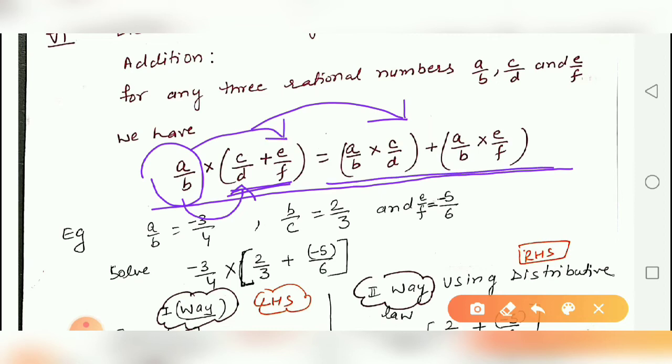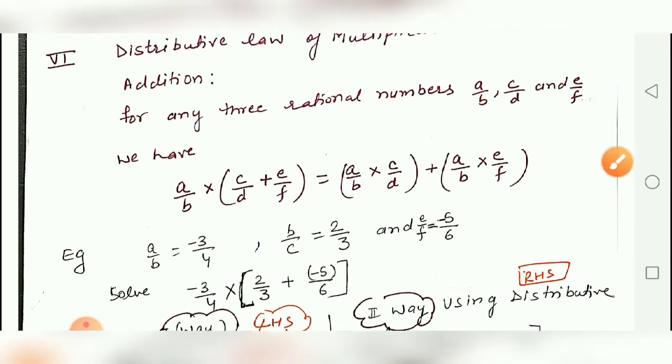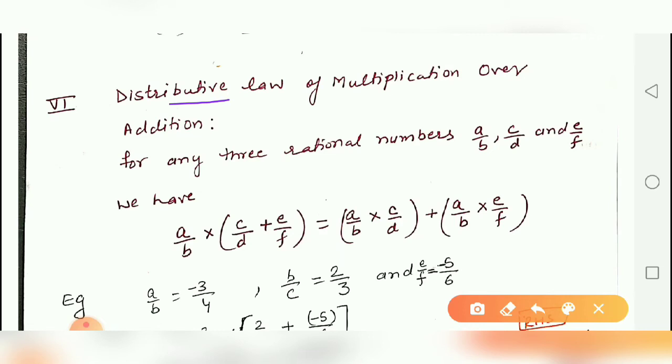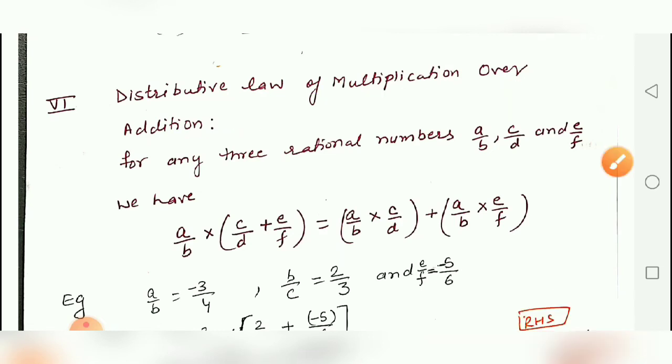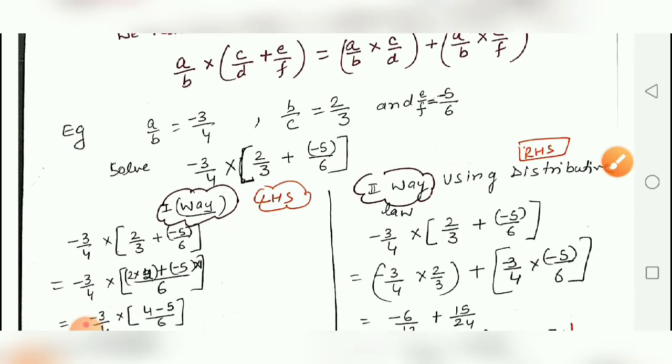So how can we write it? a upon b into c upon d. Here is a plus sign, so here we will write plus, and then a upon b is multiplied by e upon f. This is called the distributive law of multiplication over addition.